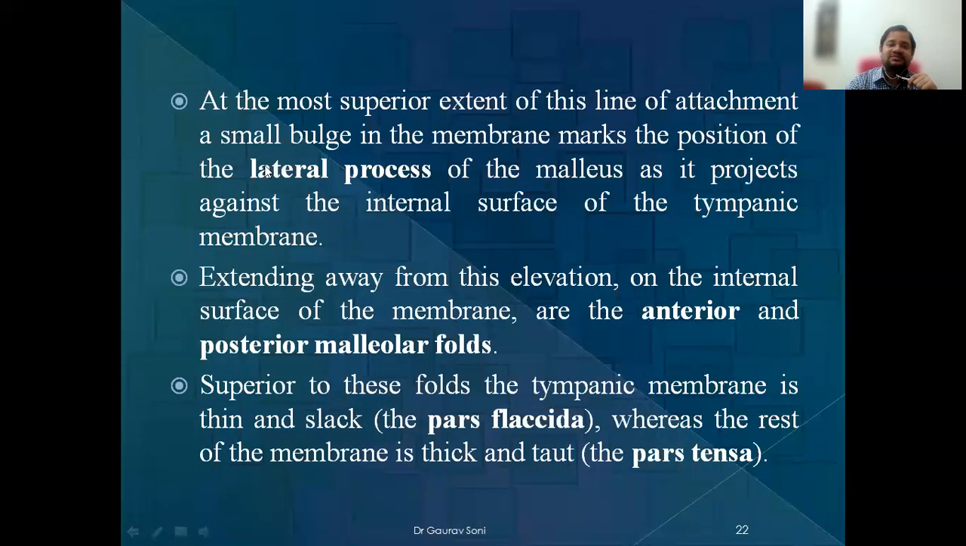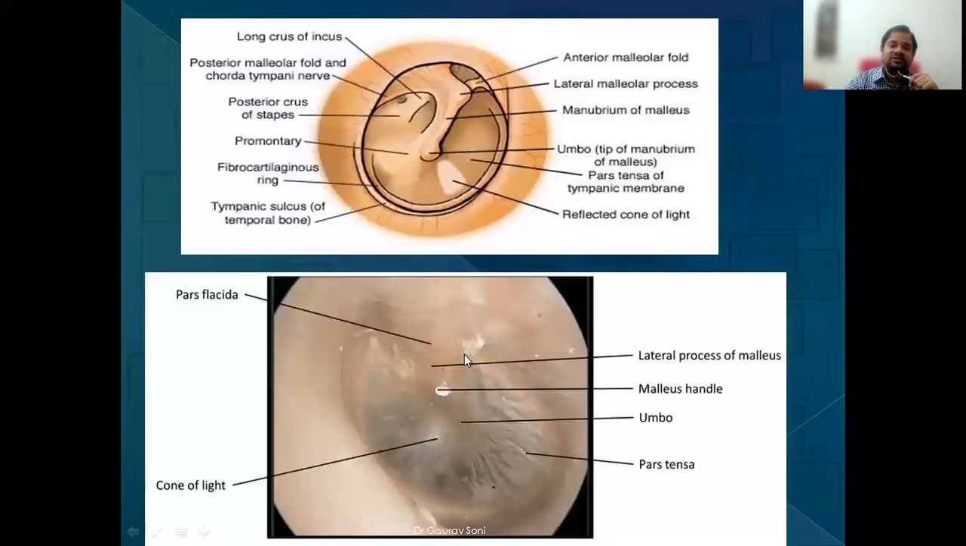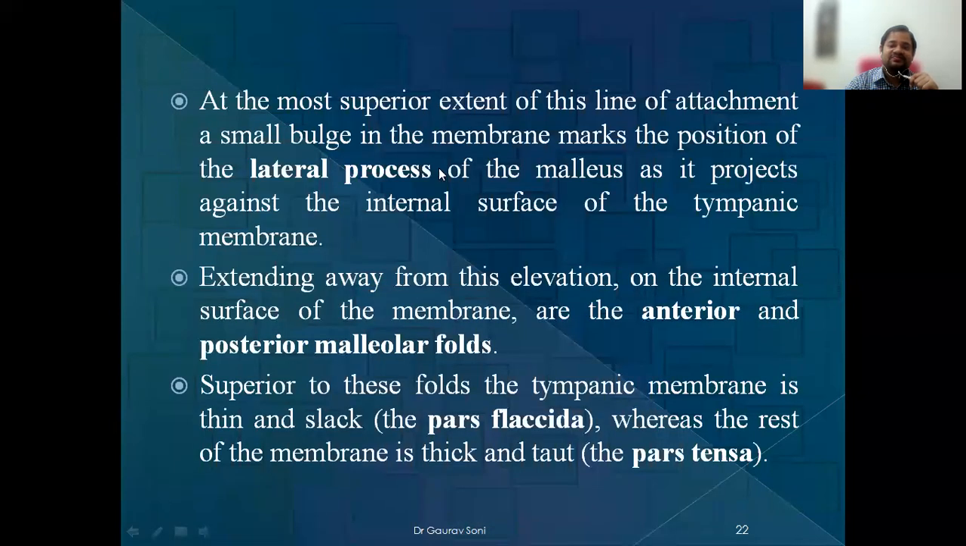Let's see what is there. At the most superior extent of this line of attachment, a small bulge in the membrane marks the position of the lateral process of the malleolus as it protrudes against the internal surface of the tympanic membrane. Extending away from this elevation on the internal surface of the membrane, there are anterior and posterior malleolar folds. You can see here the posterior malleolar fold. This posterior malleolar fold is important because a branch of a nerve known as chorda tympani is going to pass through in this proximity. Okay, so the posterior malleolar fold is an important one.